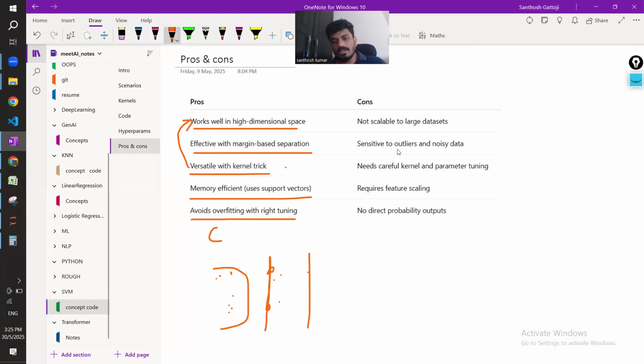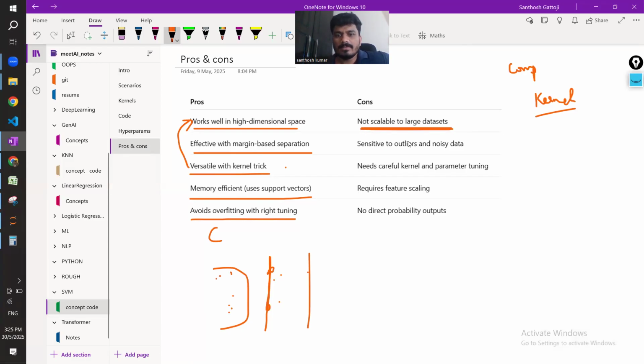But it is not scalable to large data sets. If you have large data sets, it will be computationally expensive because it needs to do many computations. Even though we have kernel tricks, if you have a very large, very high dimensional data set, converting the complete data set into a new dimension is a bit heavy.